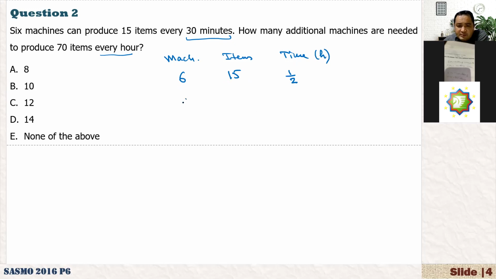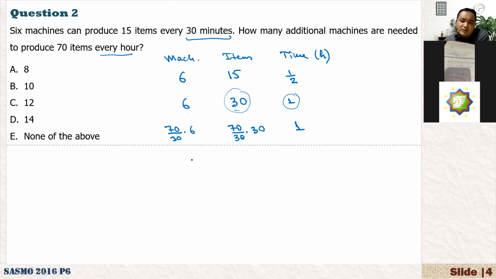We know that 6 machines, if they work 30 more minutes, can produce 15 more, which means they can produce 30 items in 1 hour, right? So the question is, how about 70 items? If we want to produce 70 items in 1 hour, how many more machines do we need, right? Now this time is fixed. If time is not changing and we want to produce more items, we also need more machines, right? So how can I get 70 here? I need to multiply this by 70 over 30. The same thing, I need to multiply the number of machines, 70 over 30 times 6, right? Because they are increasing at the same rate.